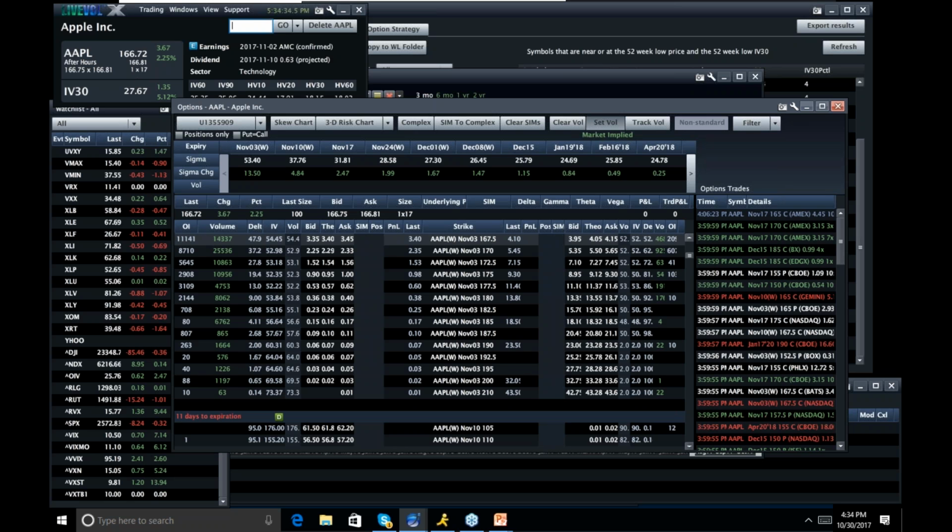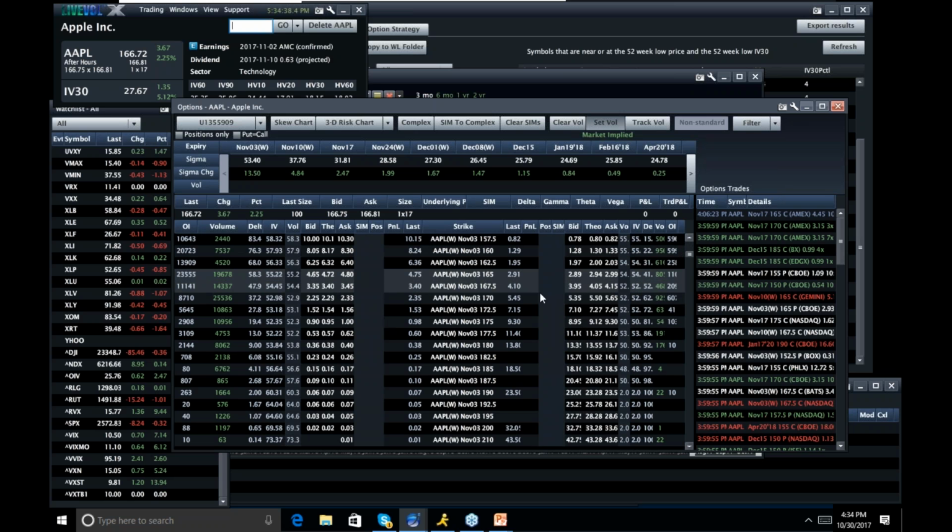All right, so Apple is trading 166.72. The straddle is about 340 and 405, so it's about 750 minus kind of the 80 cents. So they're looking for about a $7 move. So anything outside of that $7 move is garbage.